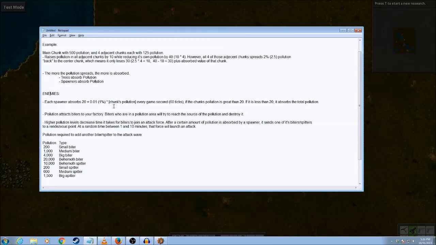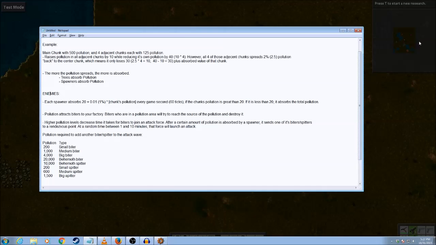So the spawners do absorb pollution, and pretty much what this means is while they're absorbing pollution, this influences the attacks and how many biters and what size of biters they send out. Obviously, if the evolution factor isn't great enough for any of the bigger ones to spawn, they won't send any out. But here's how it works. Each spawner absorbs 20 plus 1% times the chunk's pollution every game second. But this is only if the pollution in that chunk is greater than 20.